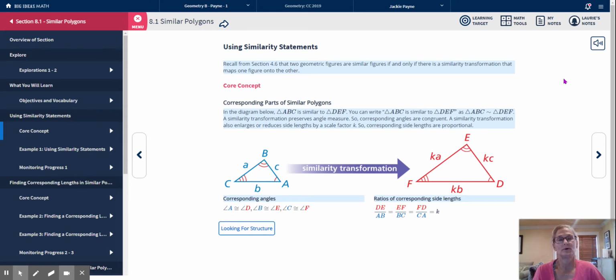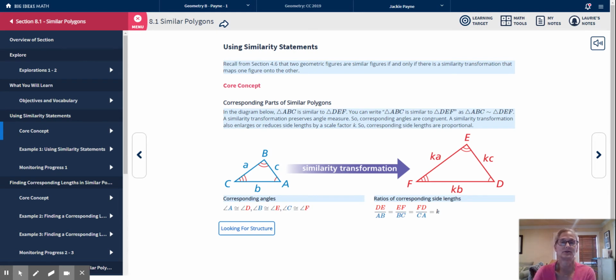Recall from section 4.6 that two geometric figures are similar if and only if there's a similarity transformation that maps one figure onto the other. Again, that can be like a dilation. It can be a combination of them as well. So here's our core concept.